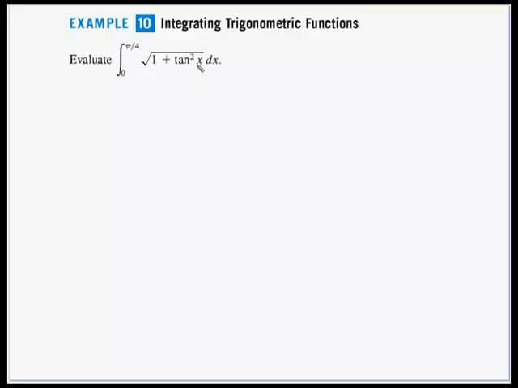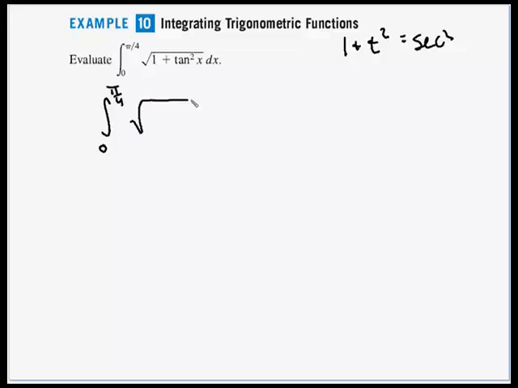Example 10, and this here is a definite integration. We have lower and upper limits. And if we remember our pre-calc, we can simplify this quite nicely. So, underneath the radical, we have 1 plus tan squared. If we think back to pre-calc, we had a trig identity. Remember the Pythagorean identity, sine squared plus cosine squared equals 1. And there was another one, 1 plus tan squared equals secant squared. So this 1 plus tan squared under the radical, we can replace with a secant squared.